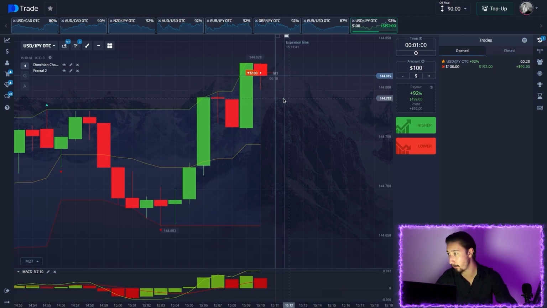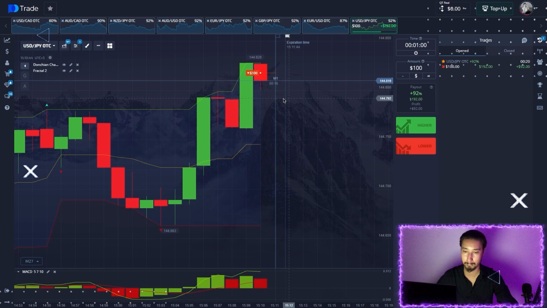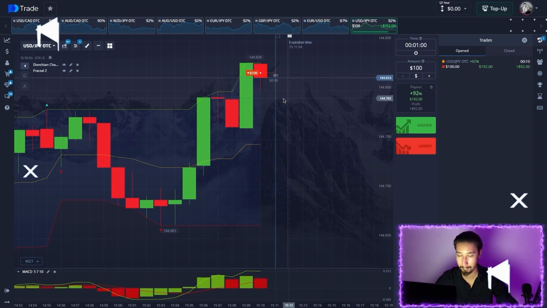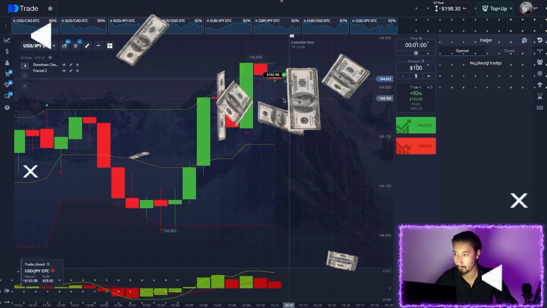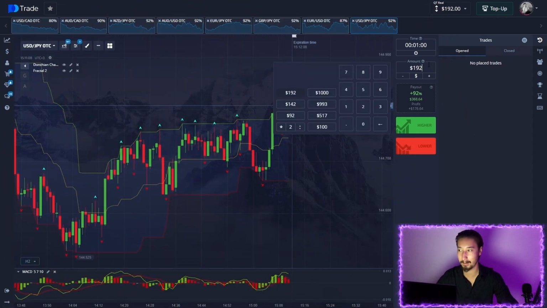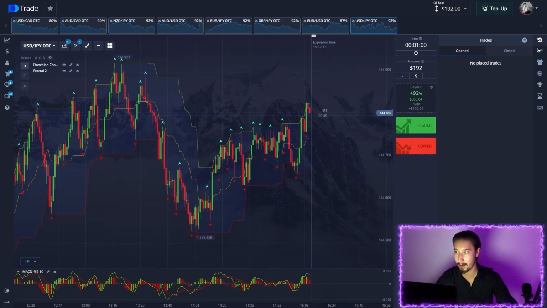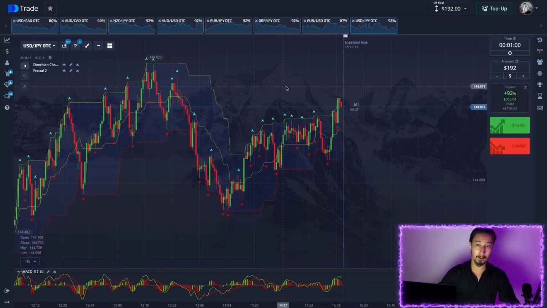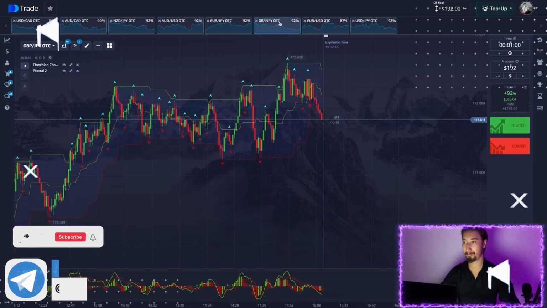We have 23 seconds, and we're in profit. Our first position is easily closed in positive territory. Let's change the amount of the transaction value and continue our trading.